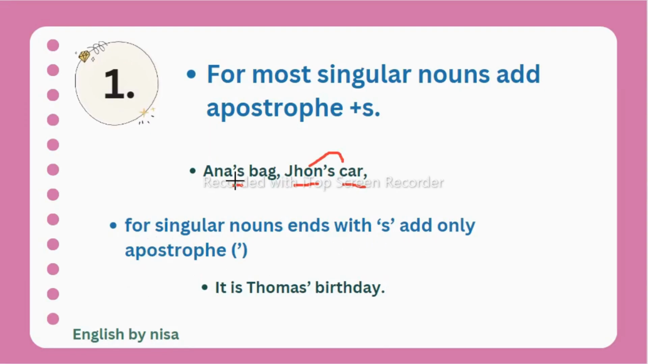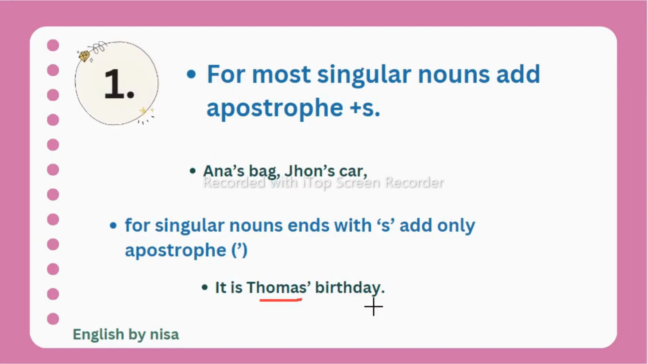For a singular noun ending with s, add only an apostrophe. Here Anna is a name that does not end in s. But Thomas is also a noun; John ends in n, but Thomas ends in s. If there is already an s in the singular noun, then simply put an apostrophe. No need to add apostrophe plus s again, that will be wrong.